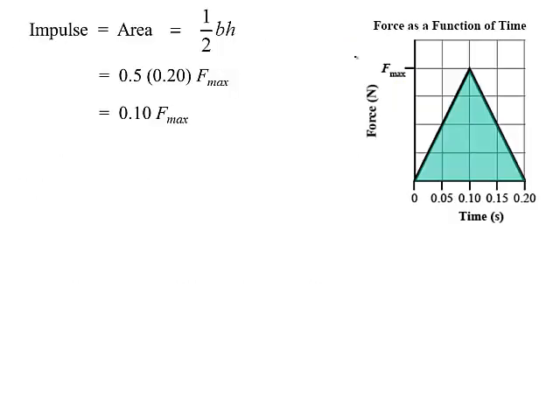Okay, so what we do, the area, remember, is equal to the impulse. So 1/2 base times height. So 1/2 there expressed as 0.5. The base, 0.20 seconds, times the maximum force. So 0.5 times 0.2 is 0.1 times the maximum force.